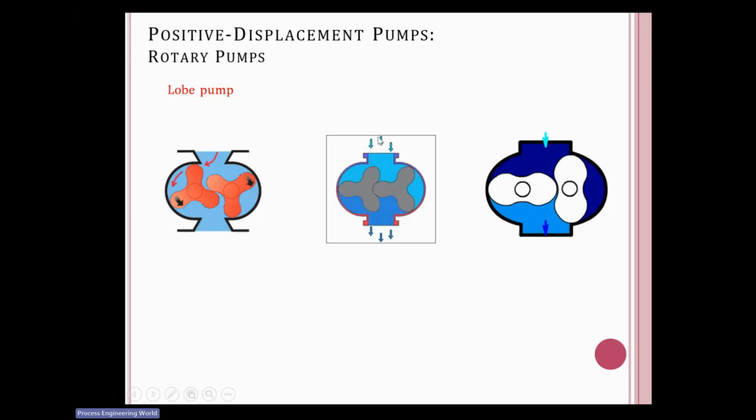Its working is the same. You get the suction from here and the discharge from here. The lobe rotates based on the pressure of the fluid, and instead of gears, the lobe is there. It takes the fluid to the top of the chamber and discharges it. Here, the dark points are suction points and the light side are discharge points. So this is how lobe pumps look.